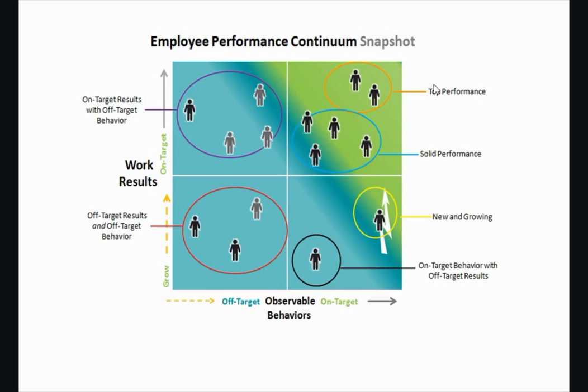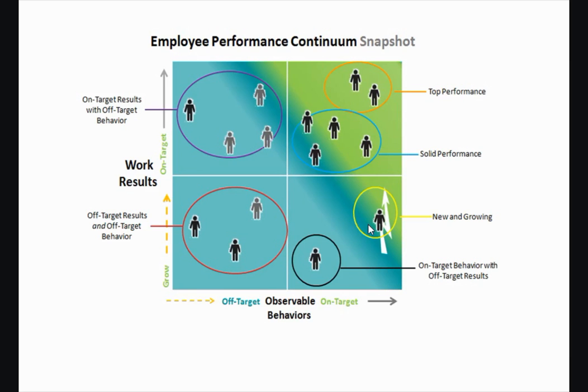So when we think about where we plot individuals on the continuum, in the very top right hand corner we would have our top performers, and then also in the top right hand corner we would have solid performers or highly accountable employees. The work is getting done. This is the idea when we're doing performance management, is we want people headed towards the top right hand corner.